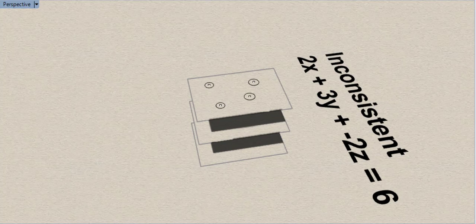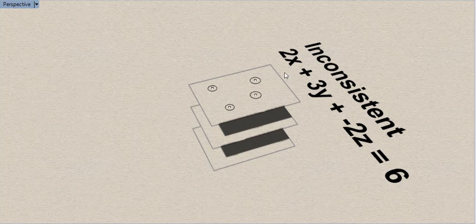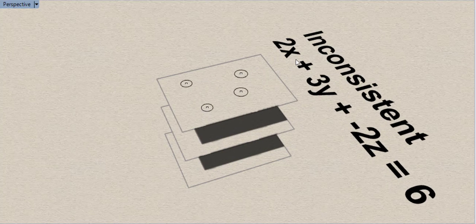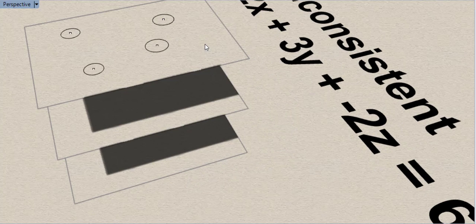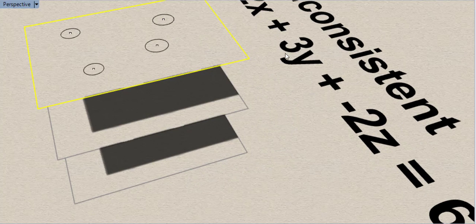In this chapter, we're going to look at linear systems in three variables. An equation in three variables defines a plane. For instance, this equation right over here in x, y, and z may define this plane. And on this plane, there are some points.